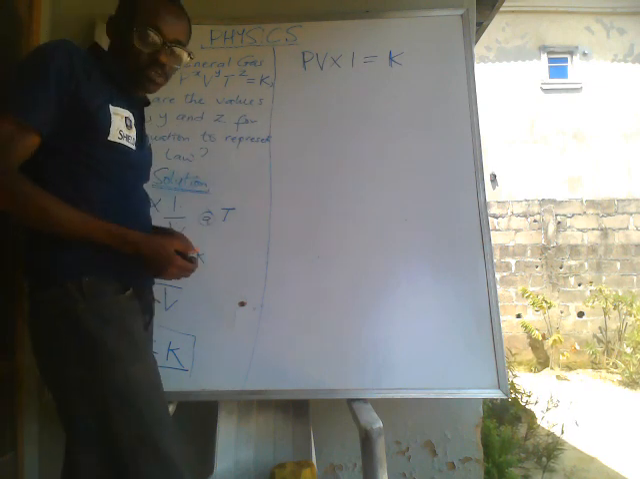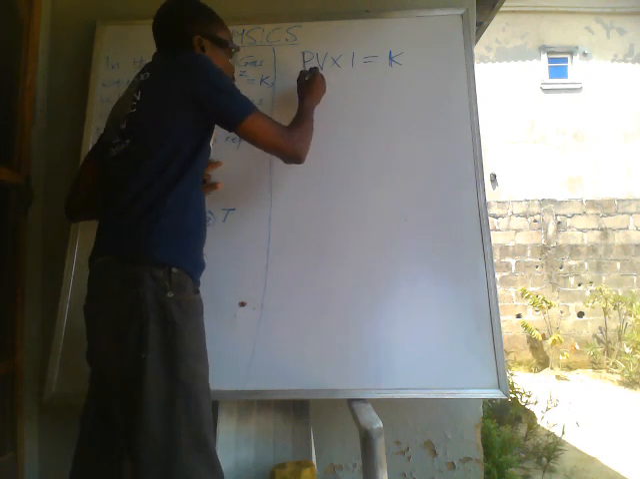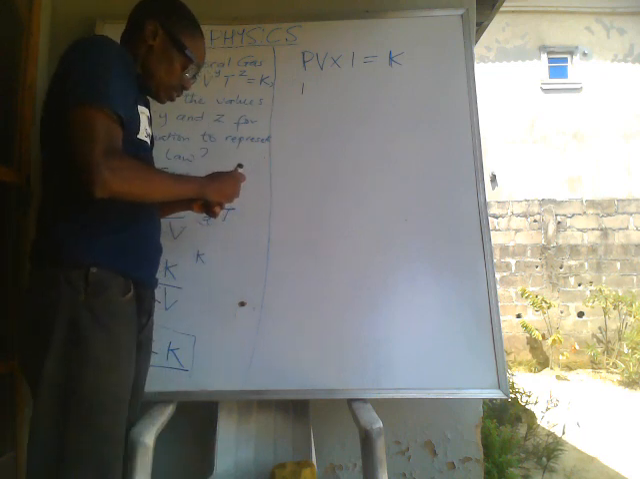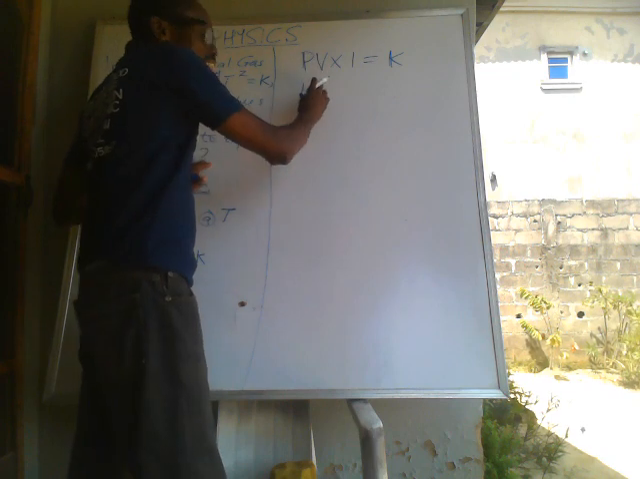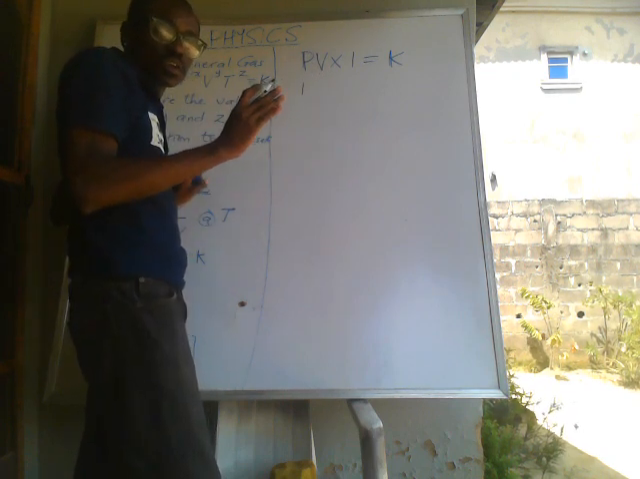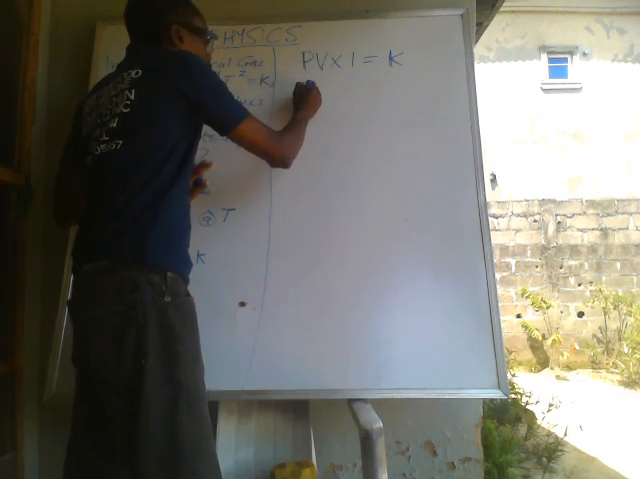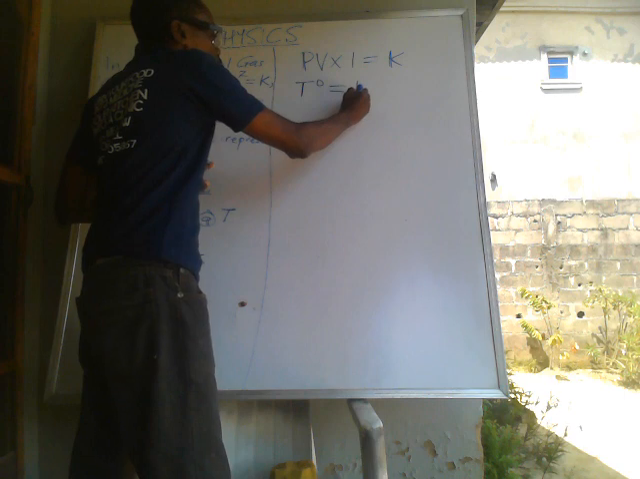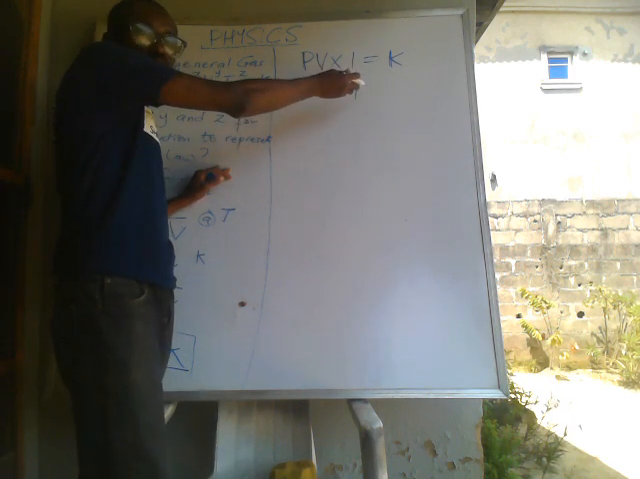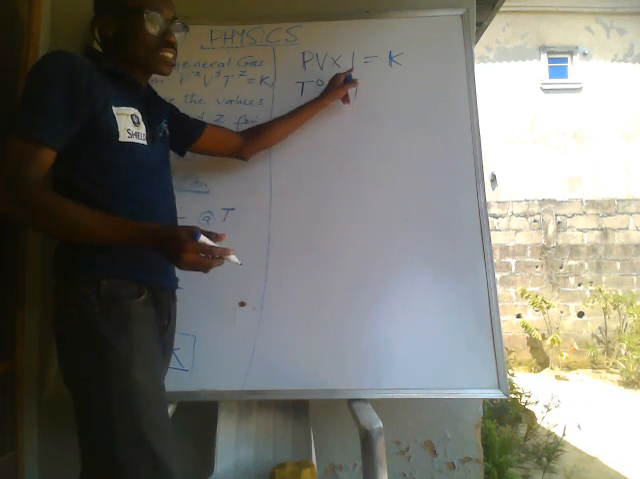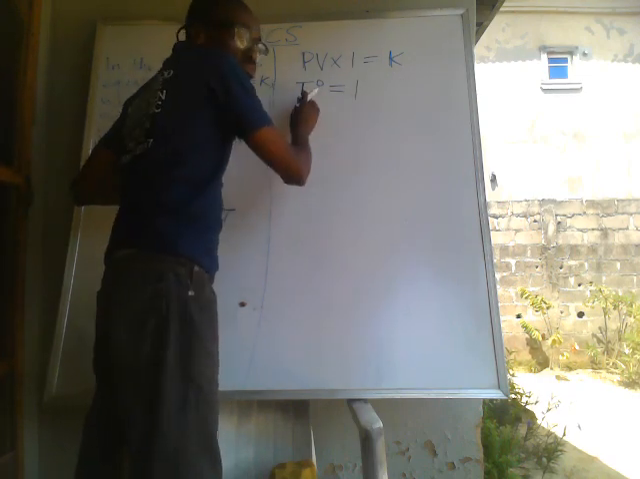Okay, now from our knowledge of indices, we can actually bring in T. Anything raised to power 0 is equal to 1. So T raised to power 0 is equal to 1. So we can replace the 1 with T raised to power 0 in this equation. From indices, we are told that anything raised to power 0 is 1.